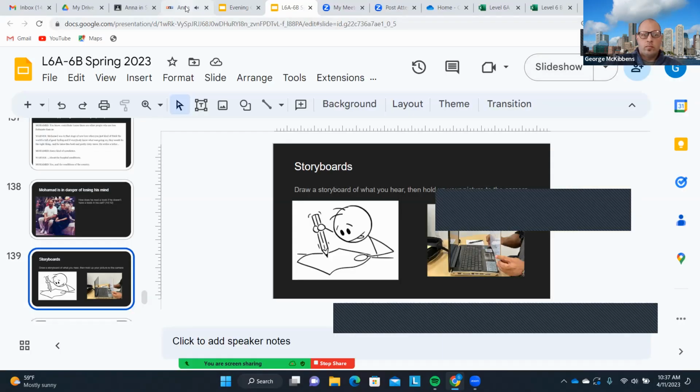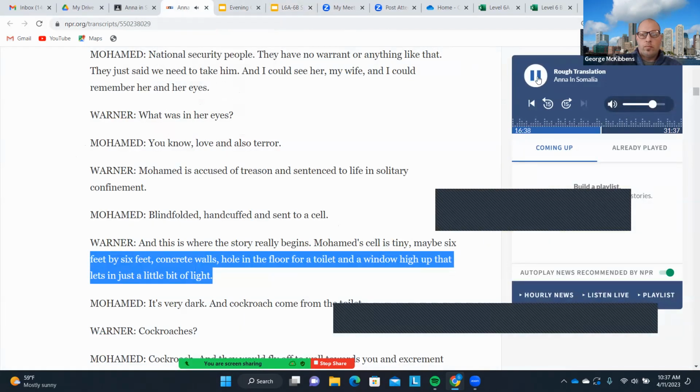What that book did to Mohammed's mind? When Rough Translation returns.